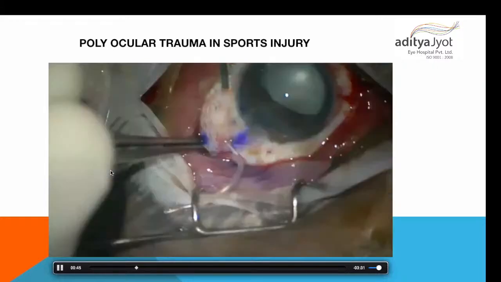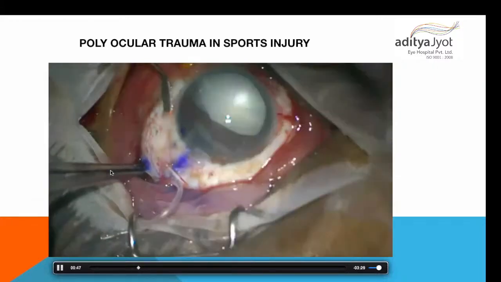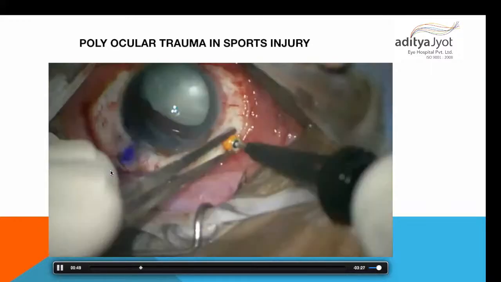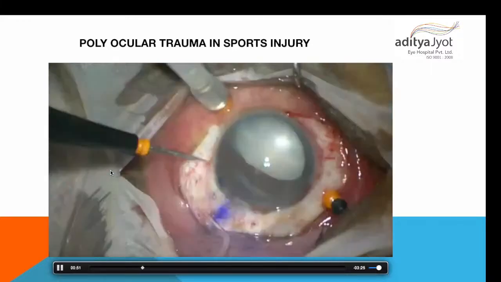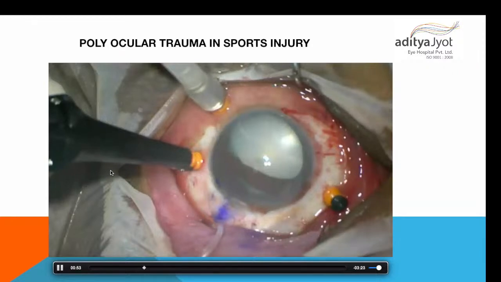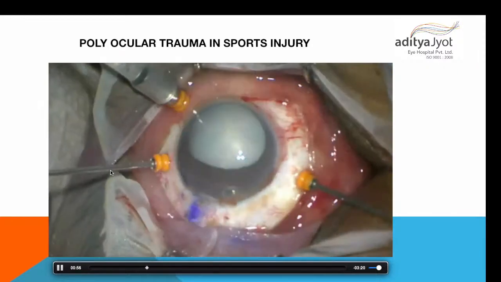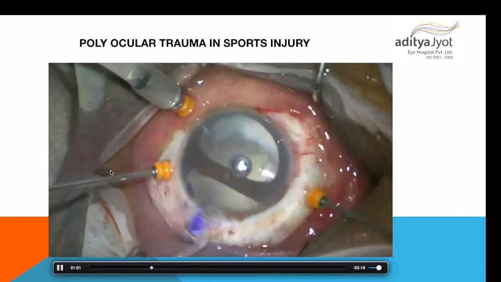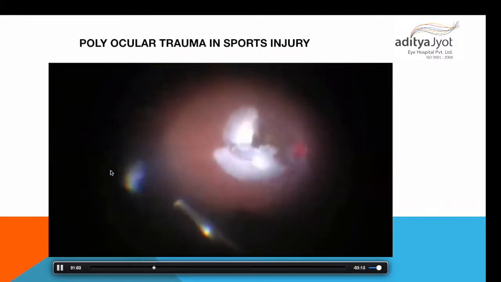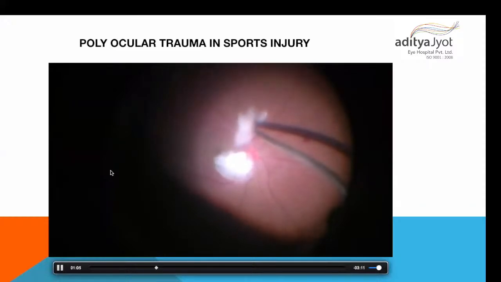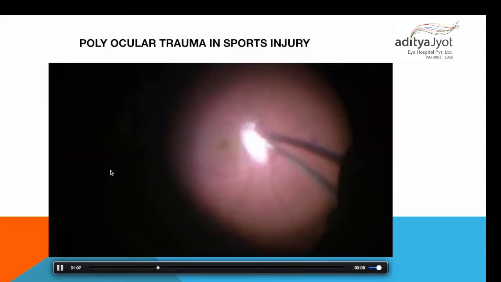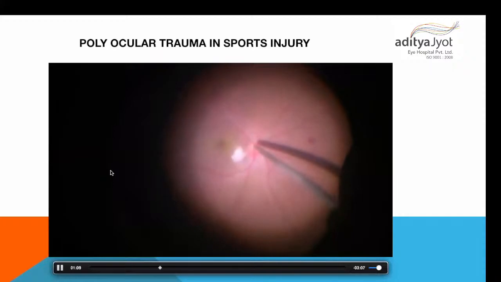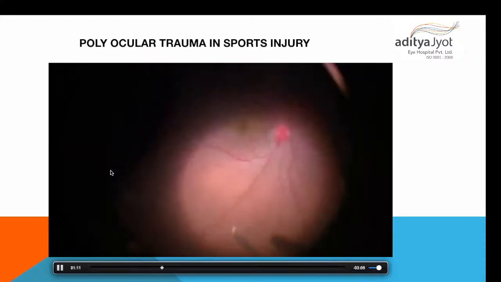Since it's not my video, it's self-explanatory. He's making a scleral flap, then also making a 3-port entry, and then doing a lensectomy. So he also does lensectomy, vitrectomy. And you can see lens matter has fallen down, retina is attached, the media is clear, optic disc is healthy. So with all this, I think the patient can get a good recovery.